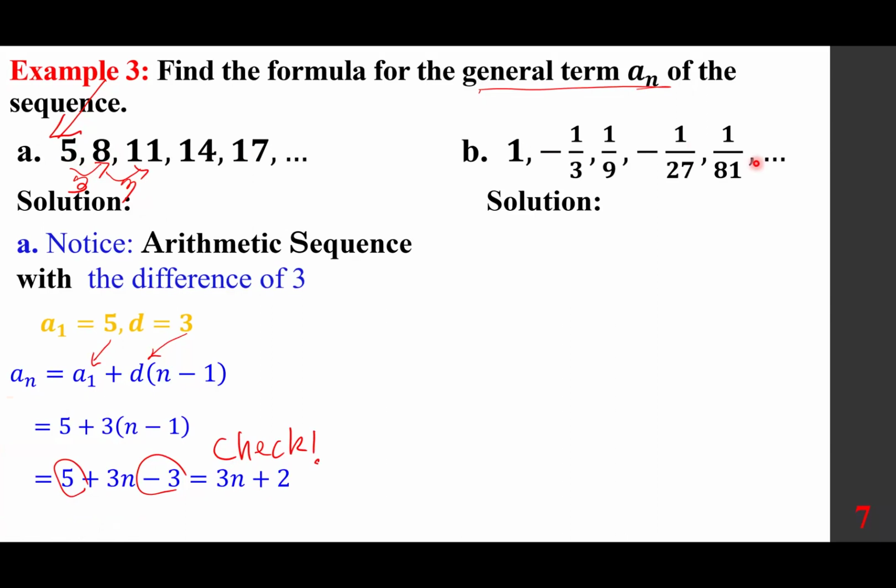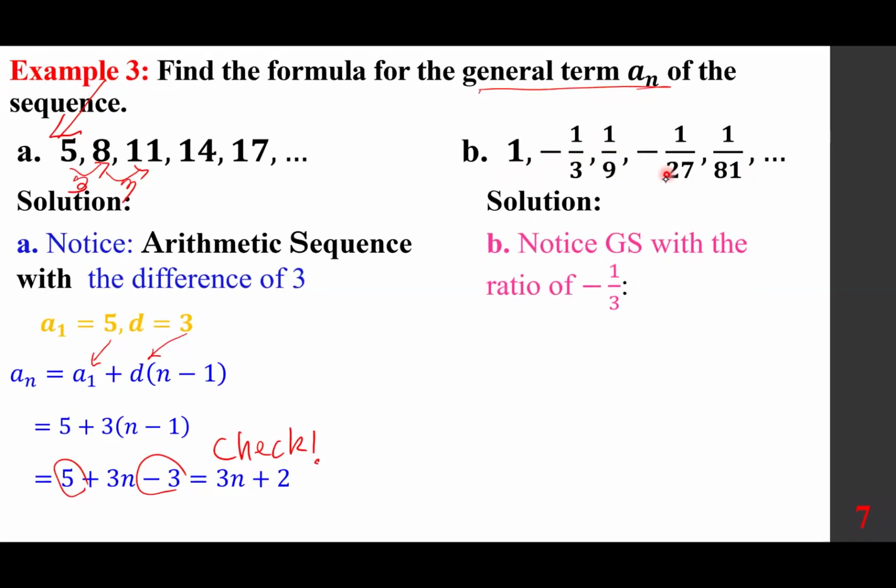In this case, what do we notice? This is a geometric sequence with the ratio of negative 1/3. Why is that? If we multiply this number by negative 1/3, in other words, divide this by this one, you get negative 1/3. Divide this by this one, you get negative 1/3, and so forth. So if I multiply this one by negative 1/3, by negative 1/3 again gives me 1/9. By negative 1/3 gives me negative 1/27, so on and so forth.